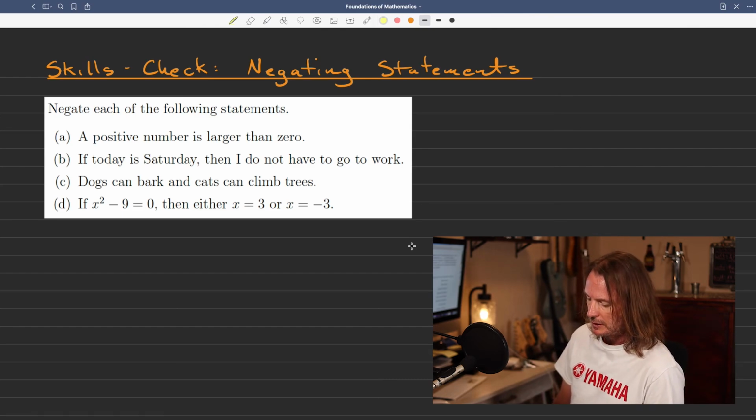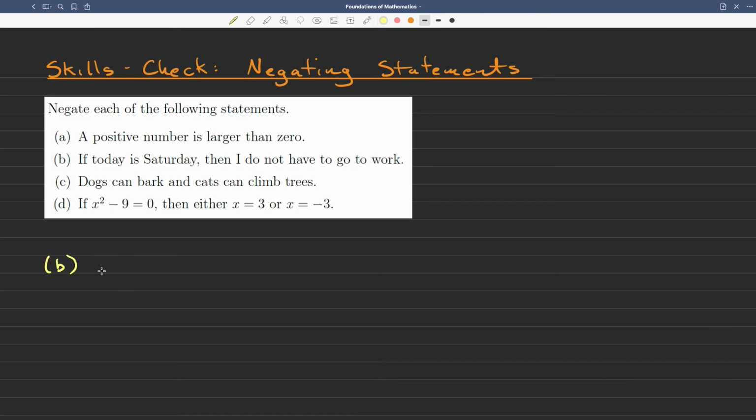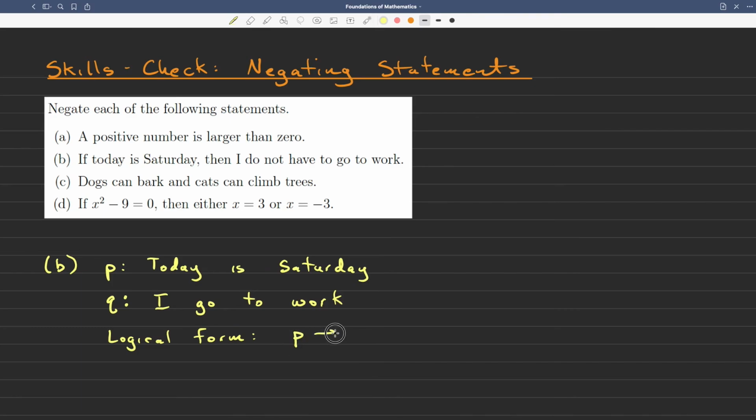All right, so let's look at part B. I'm thinking along these lines. Let's make P be the statement, today is Saturday. I agree technically P here is not really a mathematical statement because I can't easily assign a truth value to it, but for the purposes of working with logical structure, it's fine. Then the second part of part B, I do not have to go to work. Maybe it would be better to phrase this in a more positive form. Q would be, I go to work. So the logical form is P implies not Q. In other words, today is Saturday implies that I do not go to work.